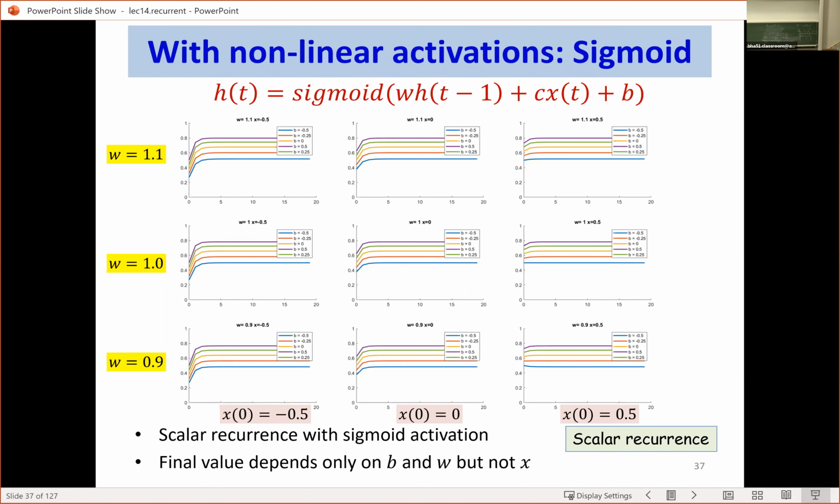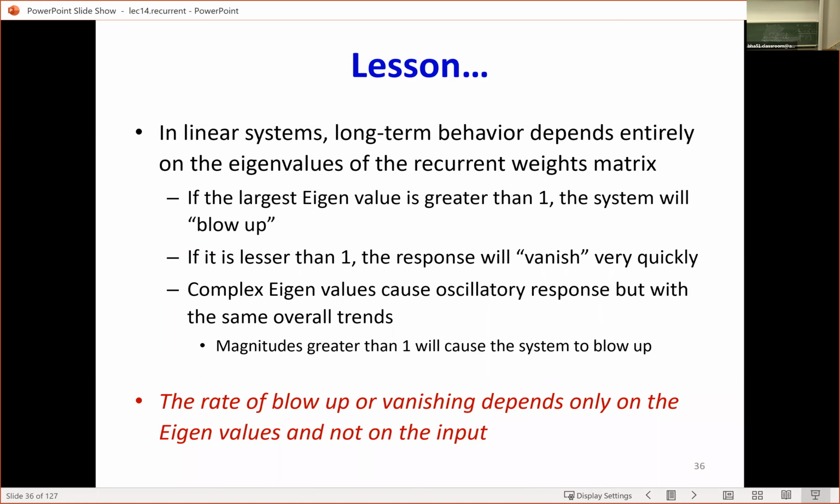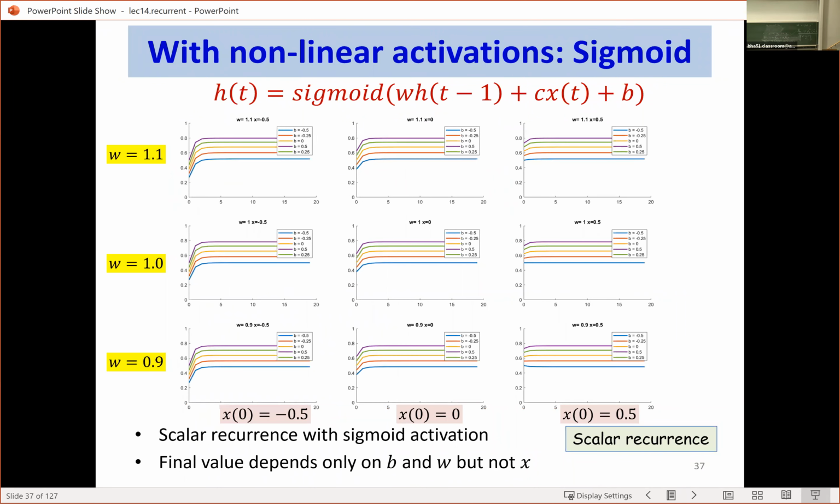But then we don't have linear activations, right? We actually have non-linear activations. So what happens if I introduce a non-linear activation? What happens if I introduce a sigmoid and I say that at each point, the actual system is h_t is sigmoid of W h_{t-1} plus C x_t plus b, right? Now I've also explicitly introduced the bias just to make things clear. When will the system respond? What happens to the system?